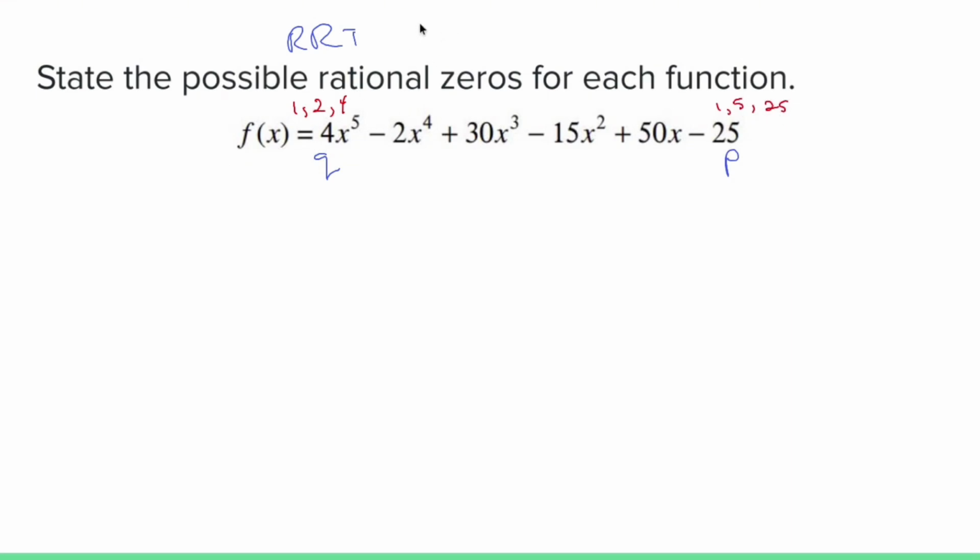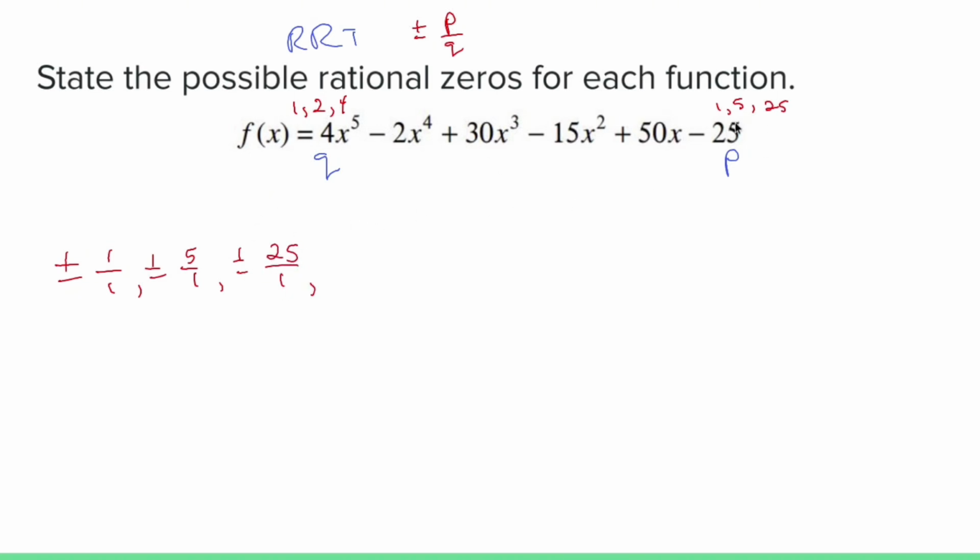Then what you do is you list out all the possible factors that make plus or minus p over q. So let's do the 1 and the p first, and then do 1 over 1, 1 over 2, 1 over 4, and go in that order. So positive or minus 1 over 1, positive or negative 5 over 1, positive or negative 25 over 1.